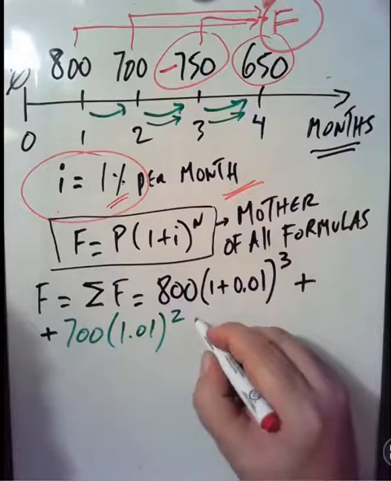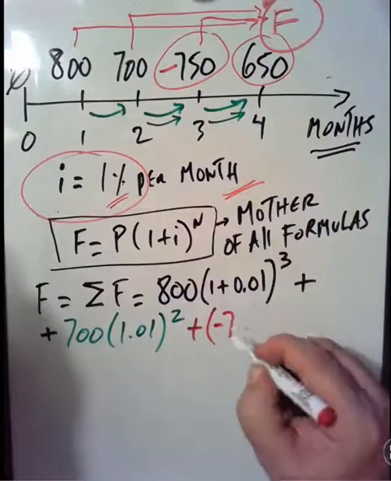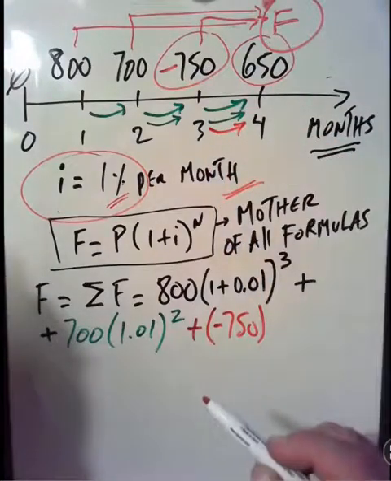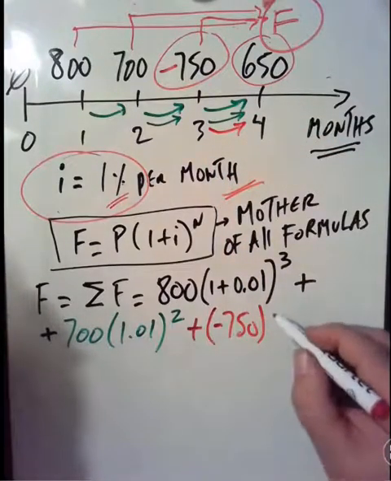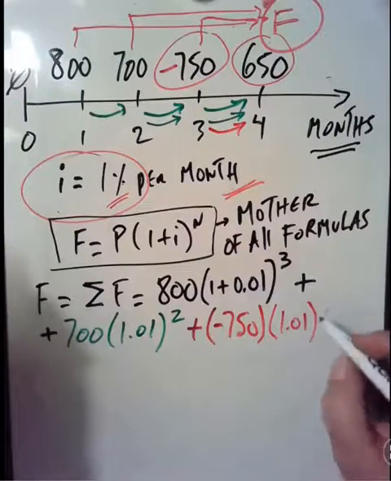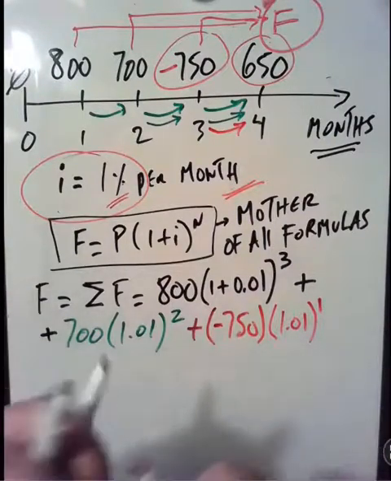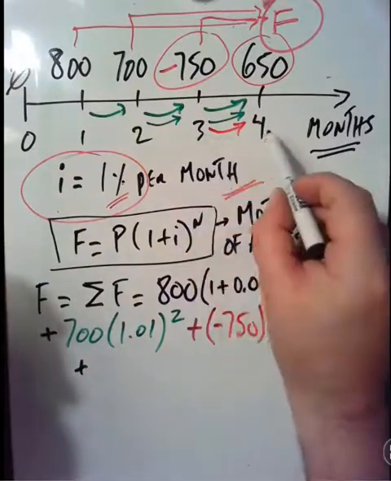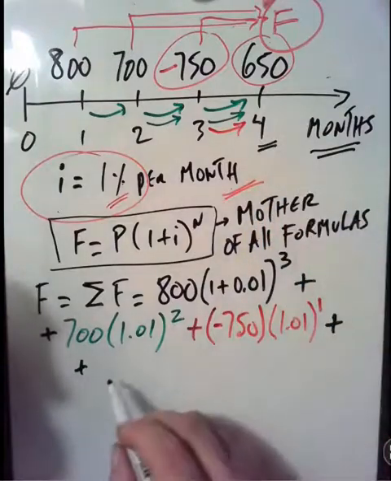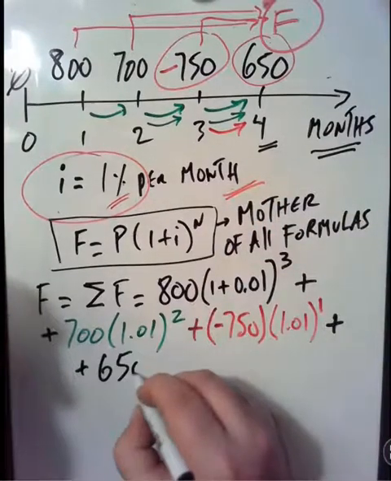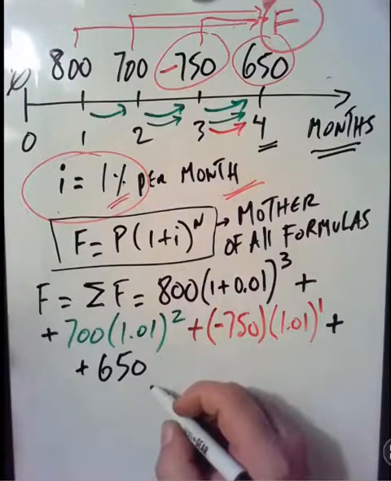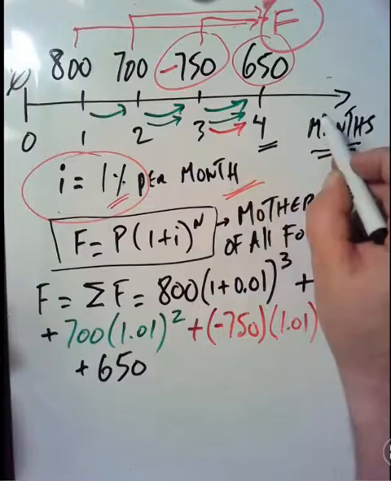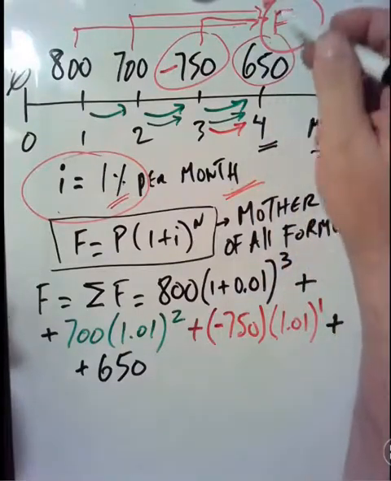So plus the negative 750, I'm missing 1 month of interest. So times 1.01 to the power of 1. And then by the end of the 4th month, I'm expecting to collect 650. This money is going to be there, even though I'm not going to earn any interest, because to earn interest we'll have to be there for an additional month, but I'm withdrawing all the money at this point.